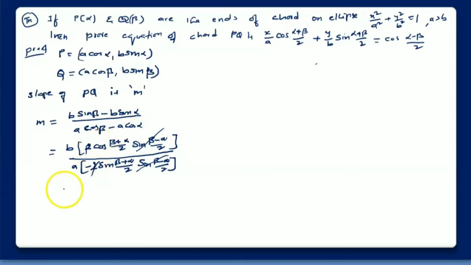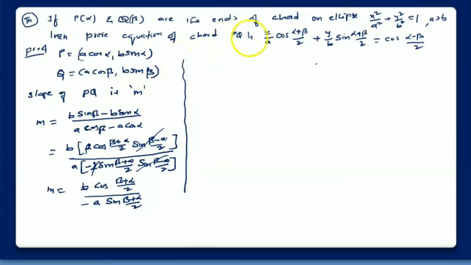Therefore the slope of this PQ is minus, numerator is b cos (beta plus alpha) by 2, denominator is minus a sin (beta plus alpha) by 2. Now we are going to write the equation of the chord PQ. So what is the equation of chord PQ?